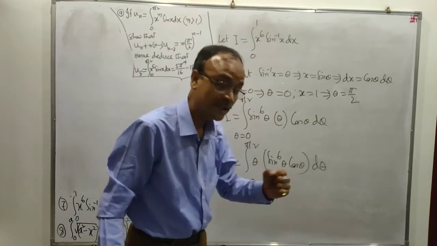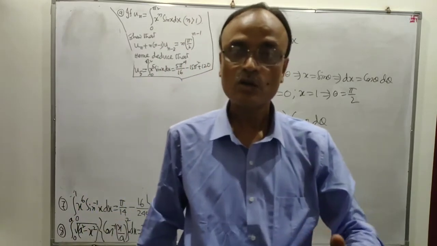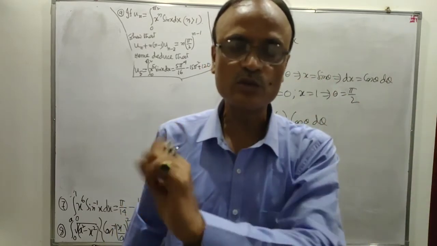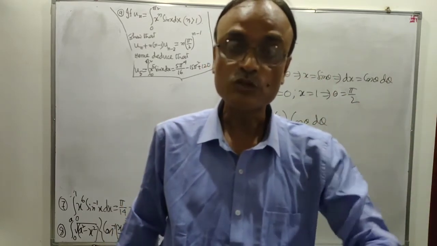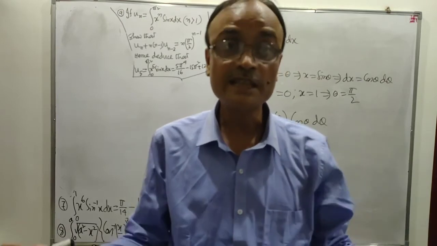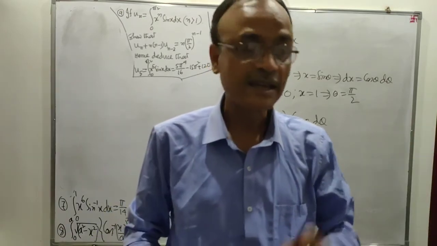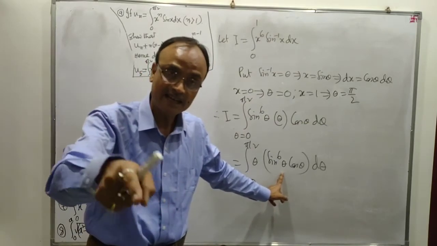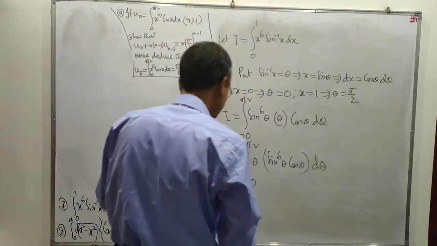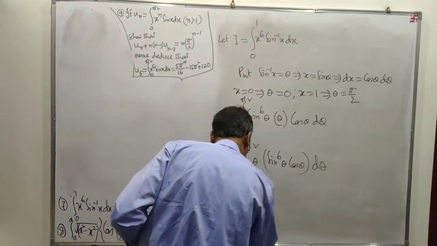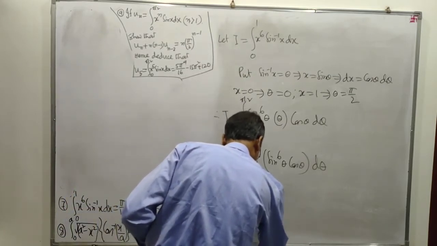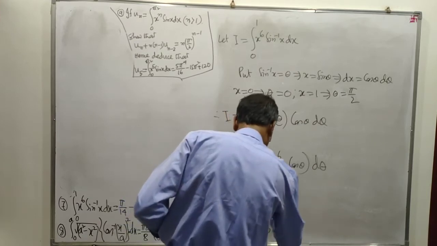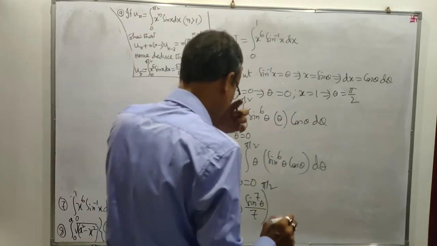What is the integral of sin to the power 6 theta cos theta? Put sin theta equal to z, so cos theta d theta will be equal to dz. Integration of z to the power 6 dz is z to the power 7 by 7. Therefore, the integration of this will be sin to the power 7 theta divided by 7. This is equal to theta into sin to the power 7 theta divided by 7, from 0 to pi by 2.